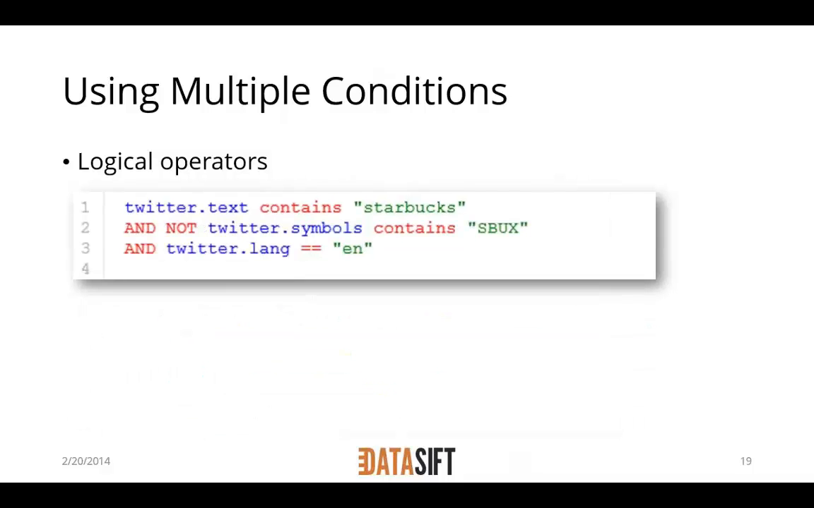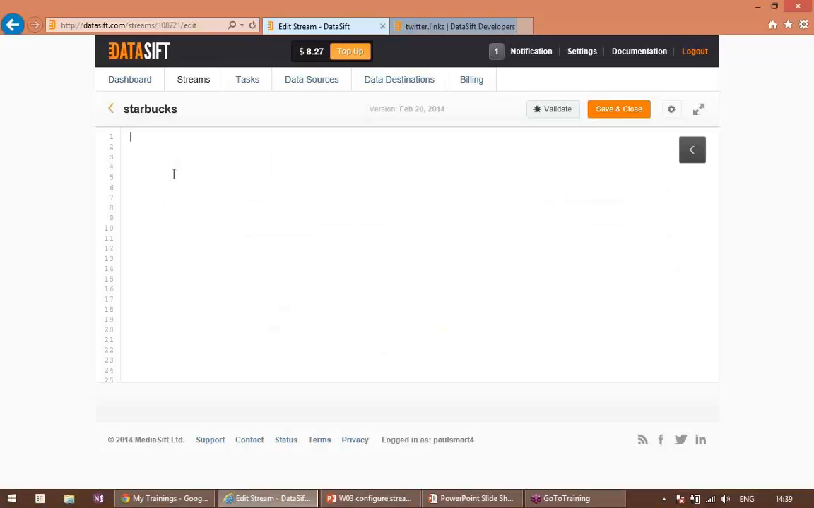With this one here, you can negate particular conditions as well. So in this example, we want tweets that have Starbucks in, but not any that have the stock symbol of SBUX in. But we do want them to be in English. So as well as the and the or and the brackets, you can use a not to negate a particular condition.